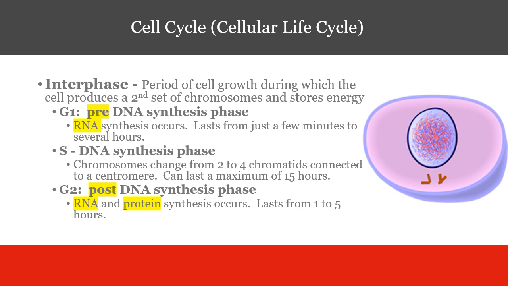G2 is referred to as a post-DNA synthesis phase or second gap phase, and this is the phase during which RNA and protein synthesis occurs. It can last from 1 to 5 hours. The difference in length of time for these different phases varies depending on the type of cell we're referring to. So for example, the length of time for a lymphocyte to go through these phases would take much less than would a nerve cell.